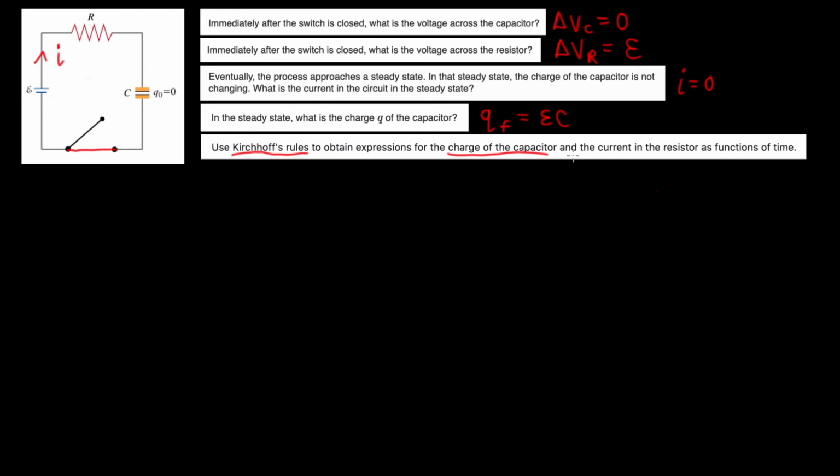Now let's answer the final question. We need to use Kirchhoff's loop rules to obtain expressions for the charge of the capacitor and the current in the resistor as functions of time. Now, in order to use Kirchhoff's loop rules, we have to pick an arbitrary starting point on our circuit, and let's just make this red dot on the circuit that I drew. Let's make that the starting point.